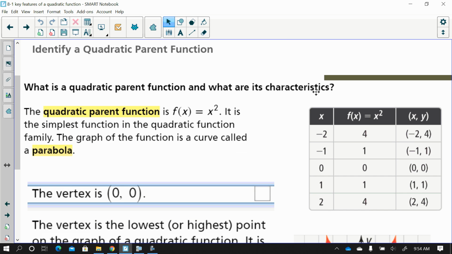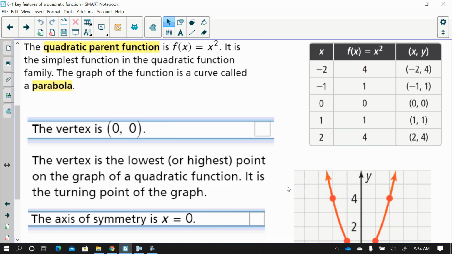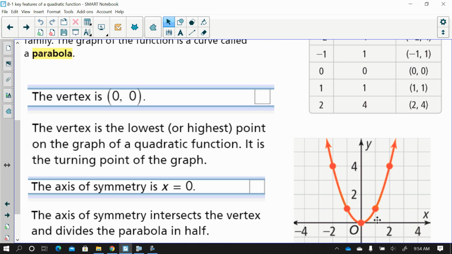Here is a table of values. Notice they use -2 to +2, just like we did when we did exponential functions. So when I plug in -2, I get 4. -1, I get 1. -2 squared is a +4, -1 squared is 1. I plug in 0, 0 squared is 0. 1 squared is 1. 2 squared is 4. Okay, so we have this list of values. If I graph those points, it looks like this.